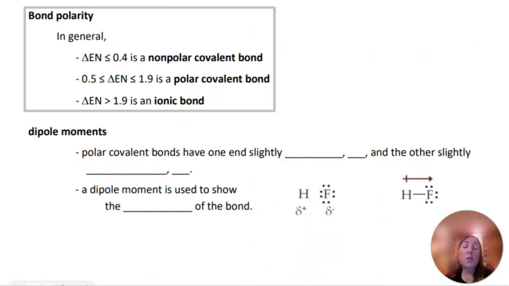Okay, so bond polarity. In general, electronegativity differences that are less than or equal to 0.4 are considered a non-polar covalent bond. Electronegativity differences that are greater than or equal to 0.5 and less than or equal to 1.9 are considered polar. So basically 0.5 and above is polar. Greater than 1.9, so like 2 and above, basically is ionic.